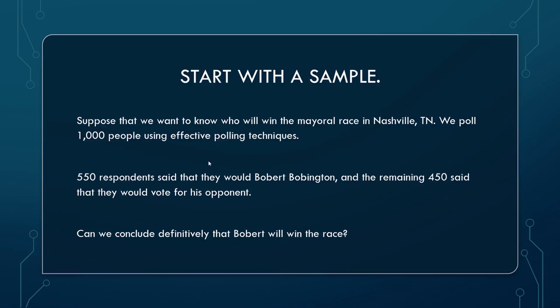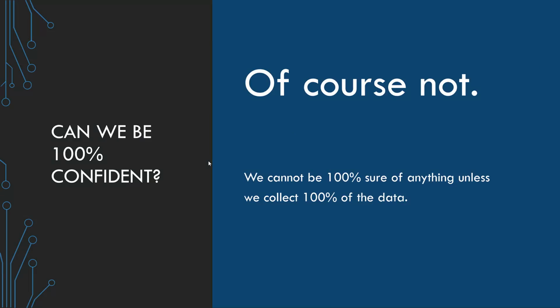So based on this poll, can we conclude definitively that Bobbert will win? Can we say with 100% certainty that we know Bobbert will win? And the answer is, of course not. This is actually a running theme of the course. We can never be 100% sure of anything unless we have all the data.